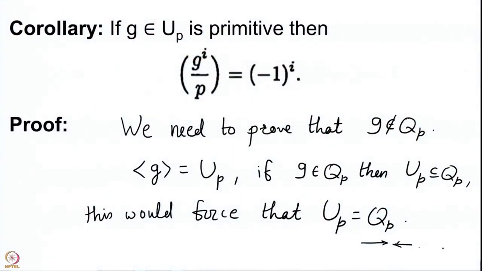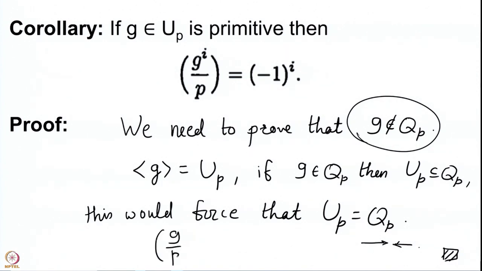We have seen that whenever we have a primitive element, there are exactly two square roots of 1, namely 1 and minus 1. We are taking P to be an odd prime. So, 1 and minus 1 are distinct elements modulo P, and they are two square roots of 1. Therefore, the map which sends every element to its square, the homomorphism that we saw in the last lecture, has a non-trivial kernel of cardinality 2. And therefore, by looking at the cardinalities, we get a contradiction. So, we have that G is not in QP.